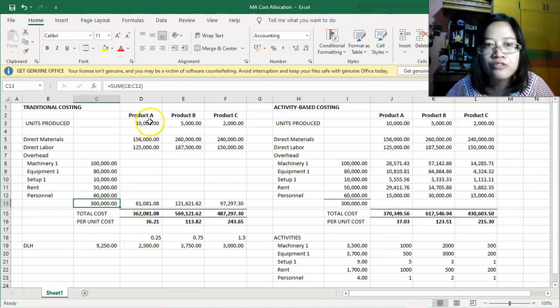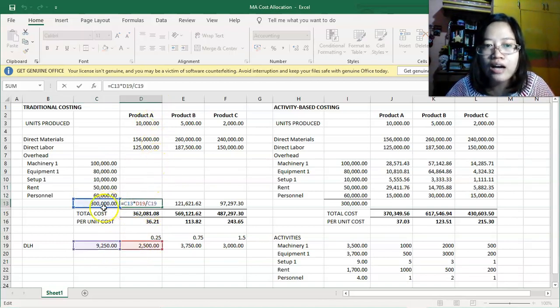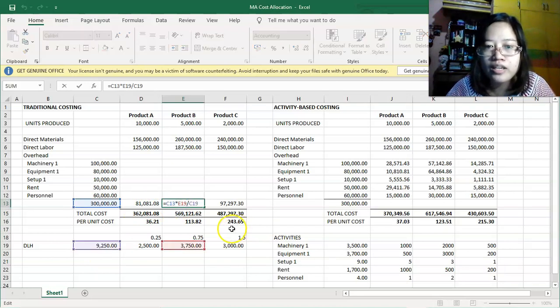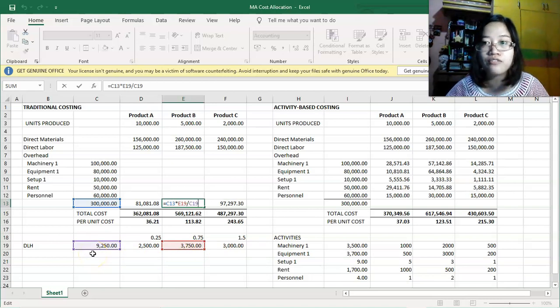Paano ang computation? For product A, it's 300,000 times 2,500 divided by the total DLH na 9,250. Okay? So, ang amount, 81,081. Etong si product B, computation niya, so yung overhead natin, total overhead, 300,000 times the DLH na ginamit for product B, 3,750 divided by the total DLH, 9,250. Okay?